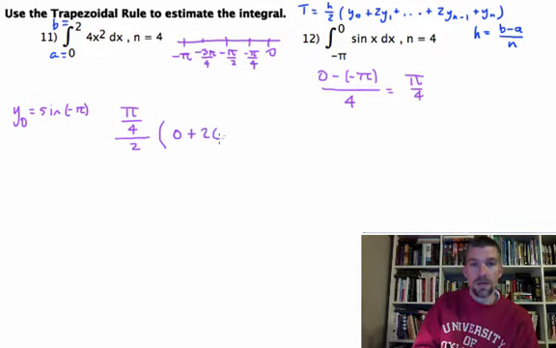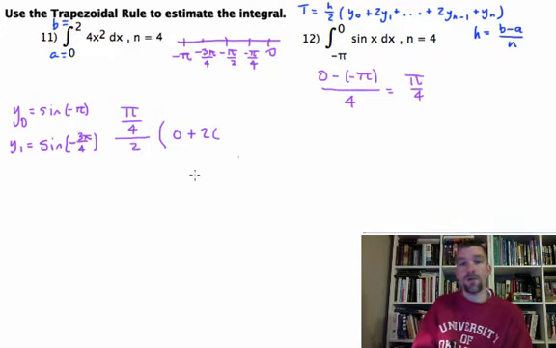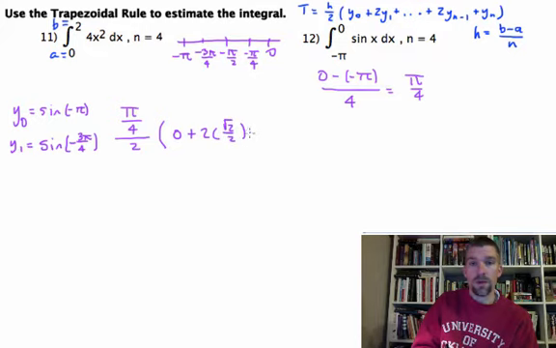Plus 2 times, and then y1. What is y1? It's the sine at negative 3 pi over 4. And so the sine at negative 3 pi over 4 is square root of 2 over 2. Remember, it's positive right there. Plus 2 times, actually that would be negative 3 pi over 4. That would be negative. My mistake. This guy right here is going to end up being a negative square root of 2 over 2 right here.